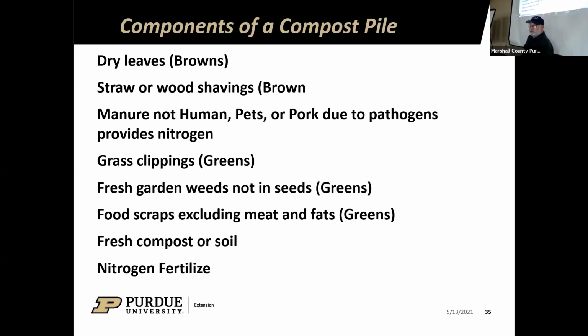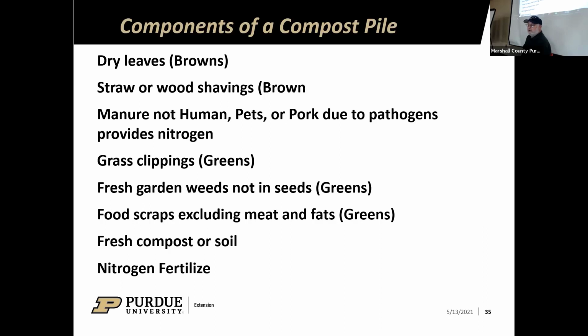Food scraps, excluding meats and fats. I don't know if anyone remembers a period in time that the landfill just south of Marshall County and Fulton County was making people sick because they were getting meats and fats from large cities like Chicago. We were attempting to compost them, but it was not an effective compost system. It was putting out an odor that was horrendous. So we don't want to do that in our backyards.